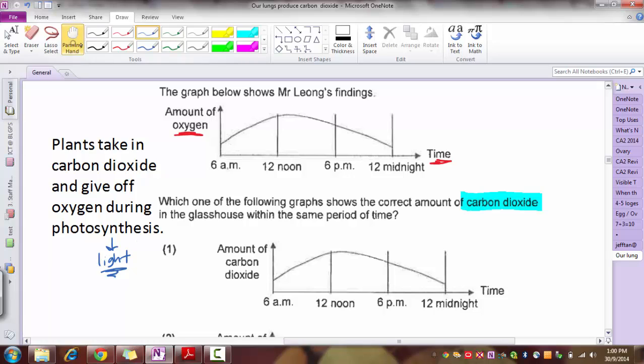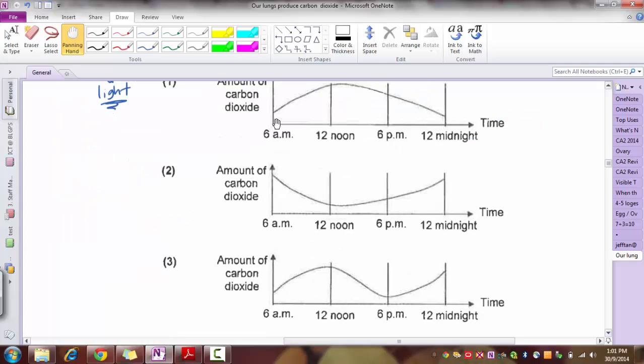So if you see here, that's the reason why at 12 noon to 6 p.m. this is the highest, because this is where it has the most light. So this part here has the most amount of light. So because there's the most amount of light, it can make the most food. So while this is happening for oxygen, the opposite will be happening for carbon dioxide, because when there's the most amount of light, it will take in the most amount of carbon dioxide. So that's why your answer is very obviously 2.